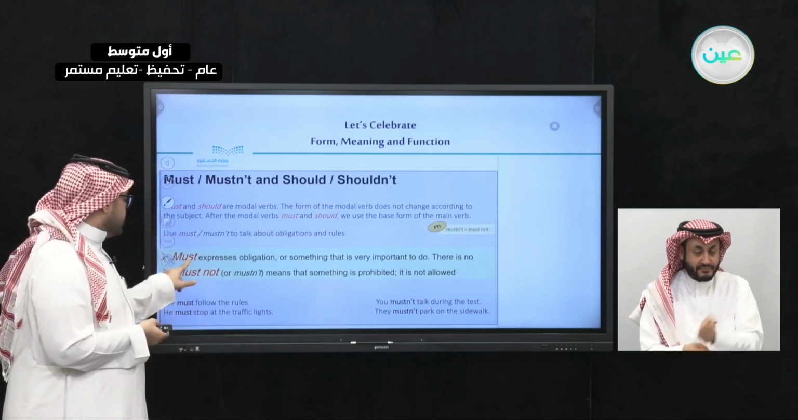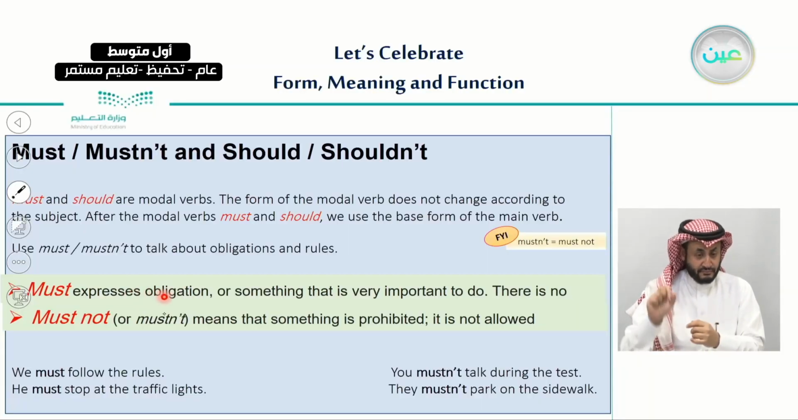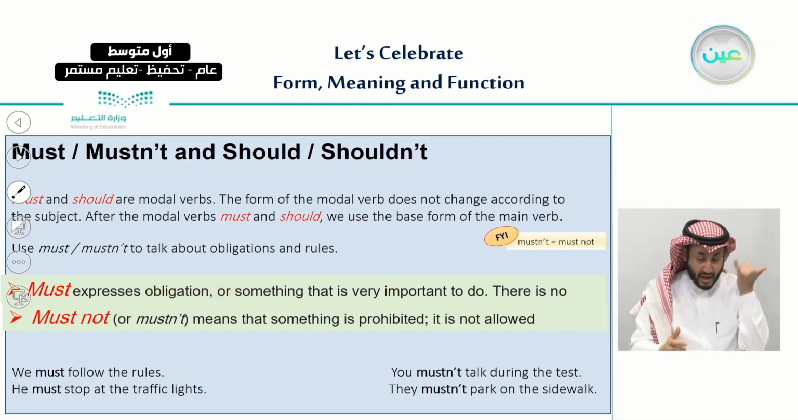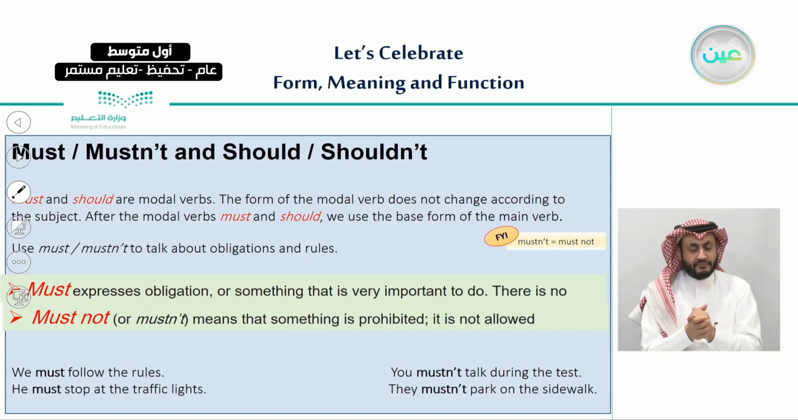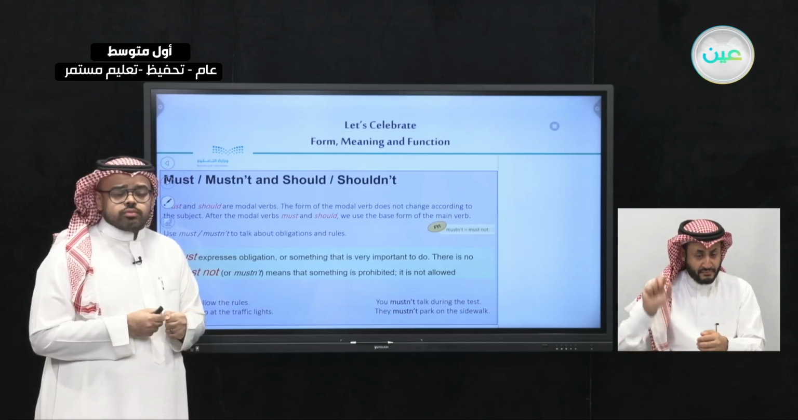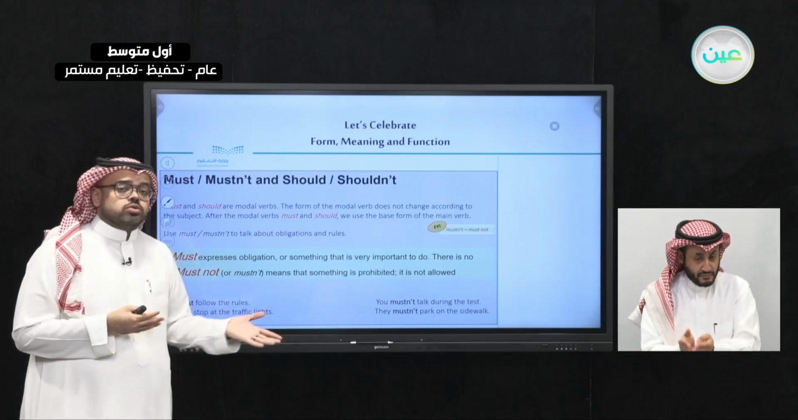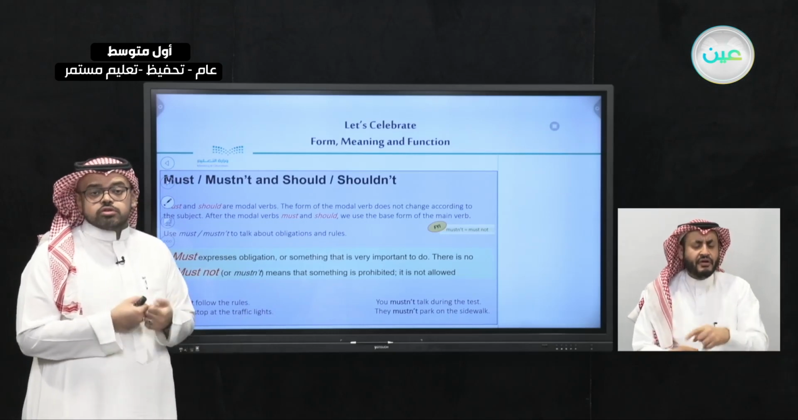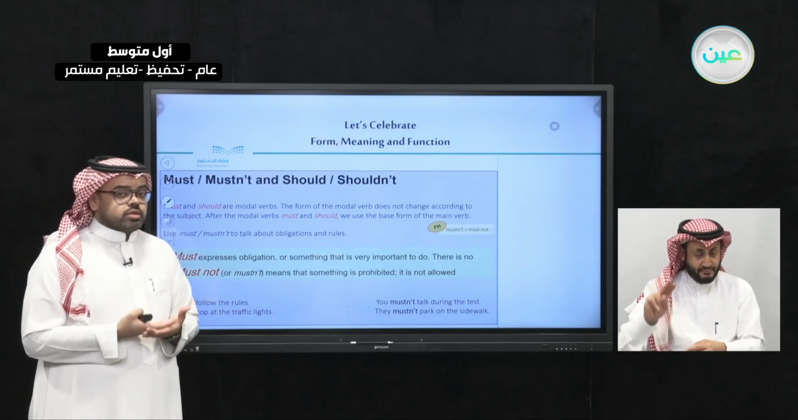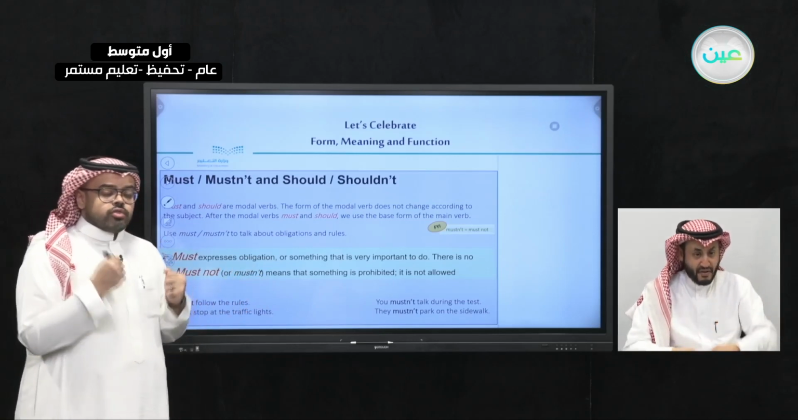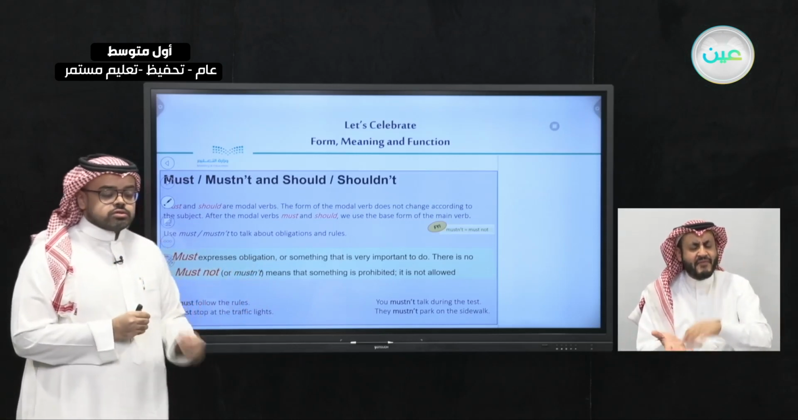For example, must expresses obligation or something that is very important to do, so there is no chance. For example, when we say that I must go to school, this is very important that you go to school. Or when you say, I must obey the speeding limit, it's very important that you obey the speeding limit. So must talks about the obligation, the things that are very necessary to do.